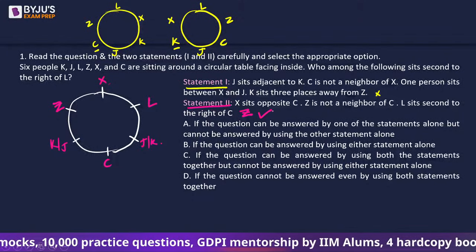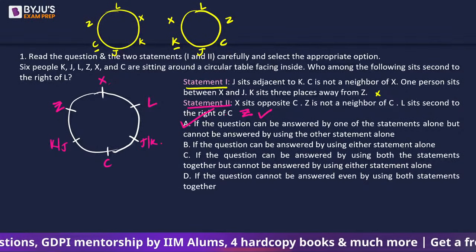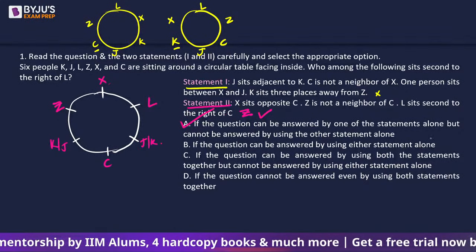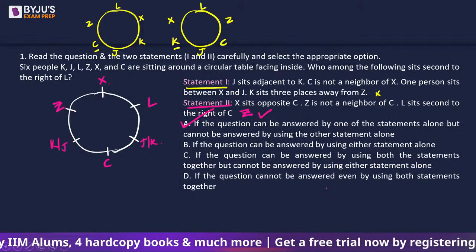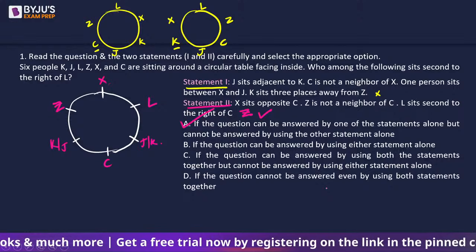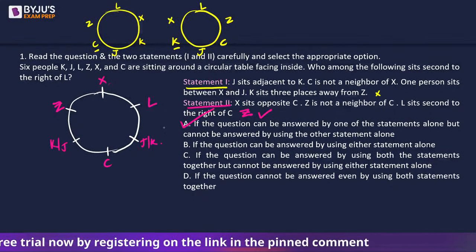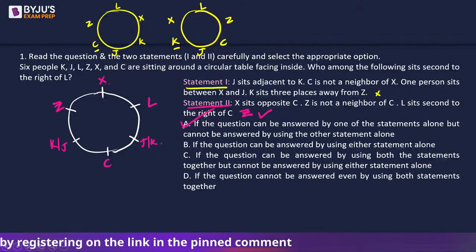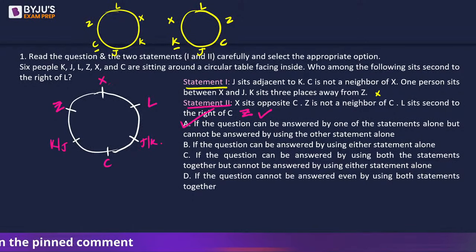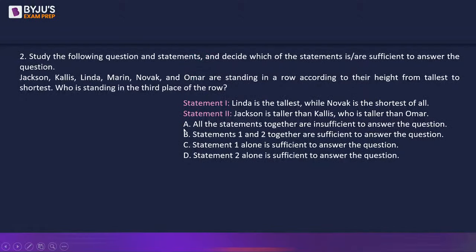So it means we can answer this question using only statement 2, as in this question can be answered by one of the statements alone, but cannot be answered by using the other statement alone. So statement 2 alone is able to give us the answer for the given question. Statement 1 alone doesn't. And since we have got an option for statement 2 alone, we shouldn't go ahead and combine and try to figure out the other possibilities, right? Yeah, good afternoon, Sonali. So the answer is option A. Okay, let's look at the next question.